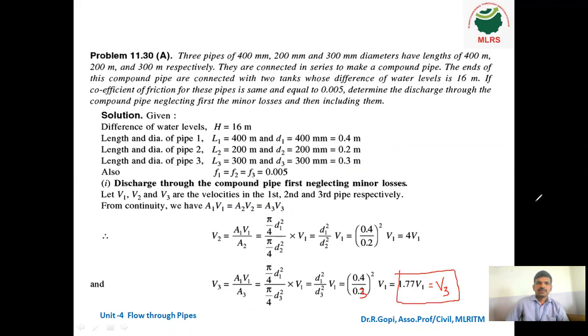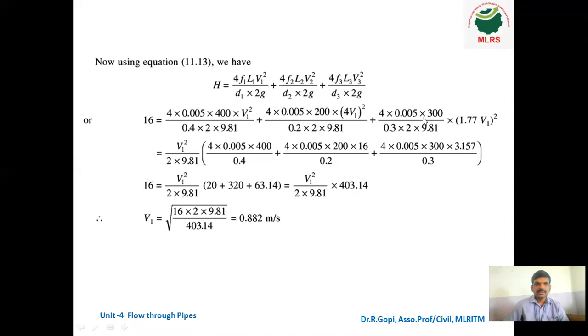Okay. So this is the first step to find V2 and V3. So let us move to the next step. Now, using the equation, if we neglect the minor losses, we have to write only major losses. This is the equation we already know. H is equal to 4f1 L1 V1 square divided by 2gD1, plus 4f2 L2 V2 square divided by 2gD2, plus 4f3 L3 V3 square divided by 2gD3.